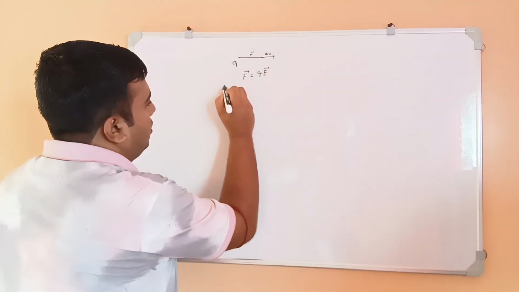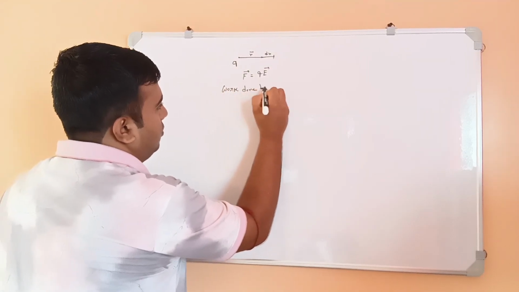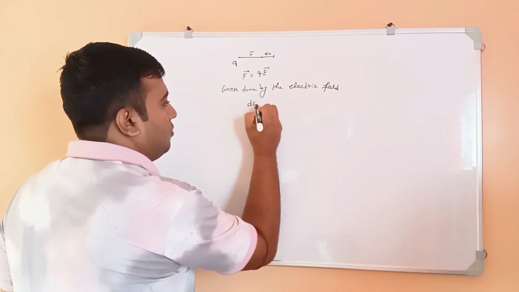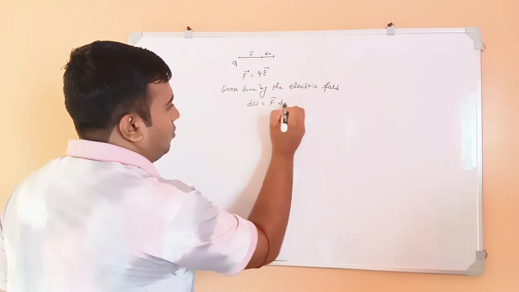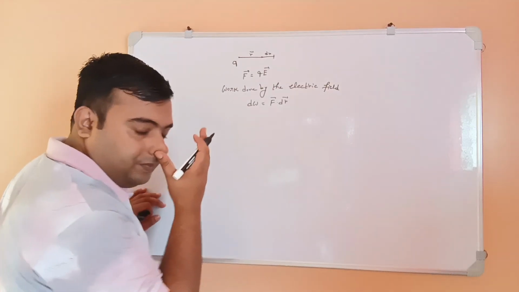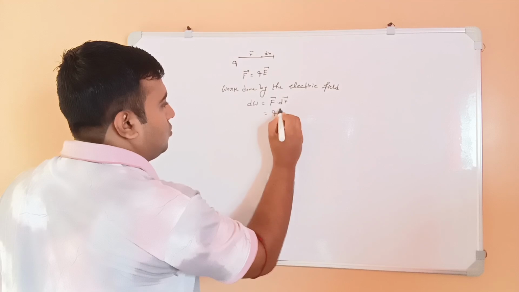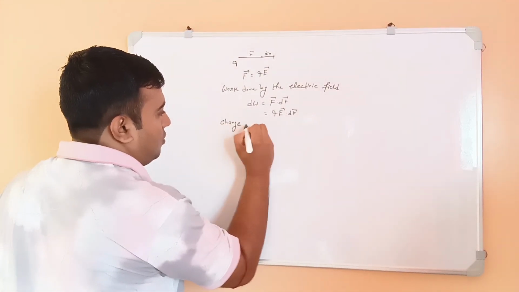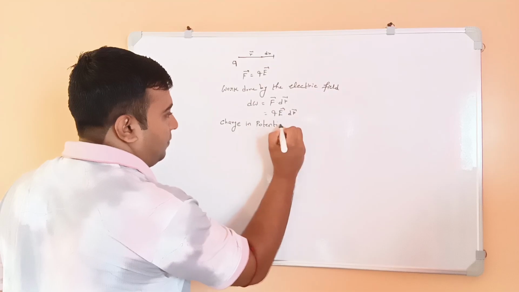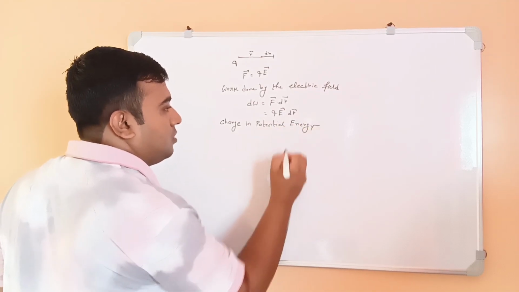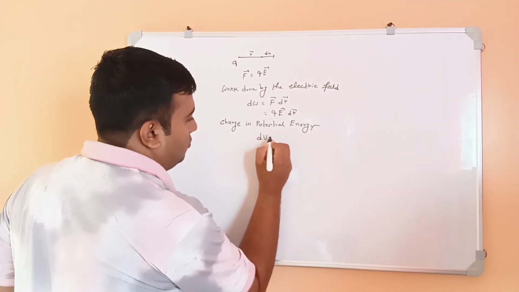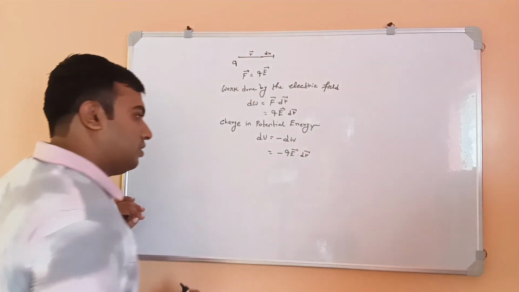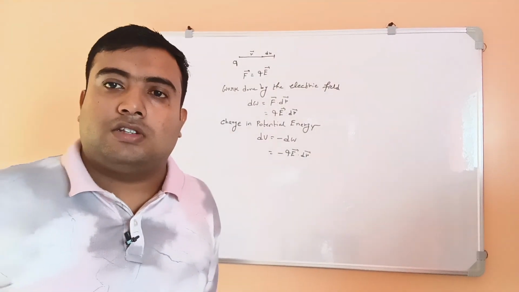and the work done by the electric field is dW equals F dot dr. So that is equal to q into E dot dr. So the change in potential energy is dU equals minus dW, that is minus q into E dot dr. So this is the change in potential energy.